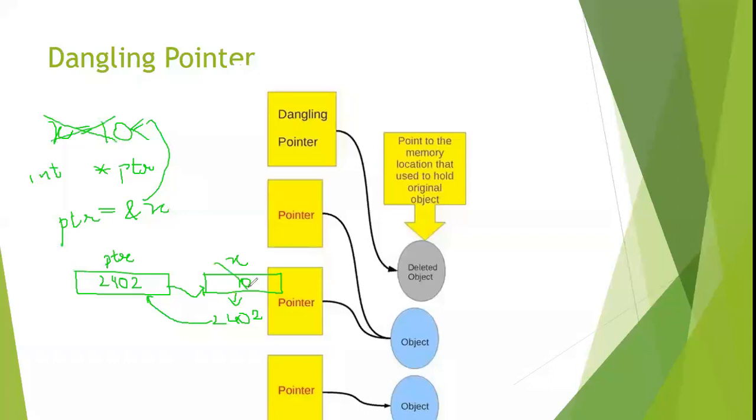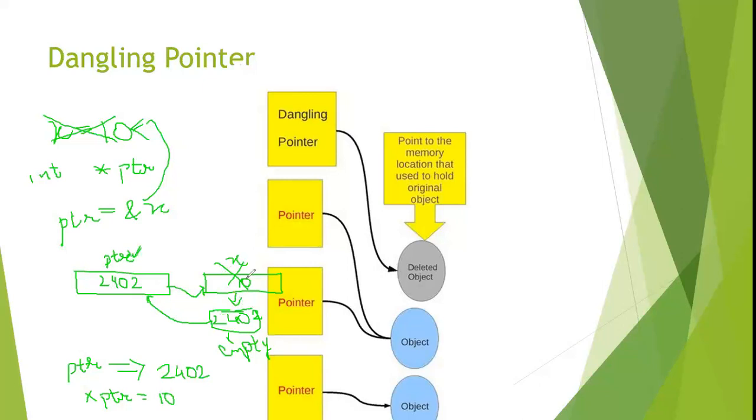Now let's suppose in future, after 2 or 3 days, I deleted x. So x is no more at this memory location. Now this memory location is empty. Whenever I print ptr, it will give me the address 2402, and whenever I print *ptr, it will give me 10. Why? Because my x is deleted, x is no more, but still my pointer is pointing to that memory location. Now this is called a dangling pointer.